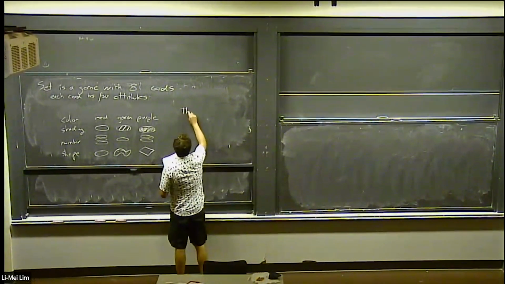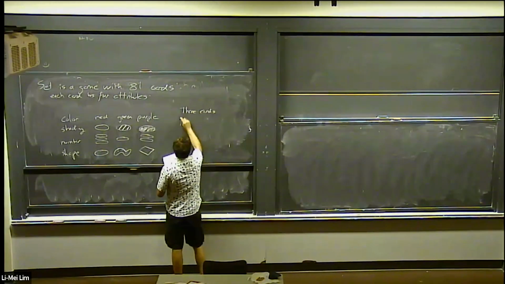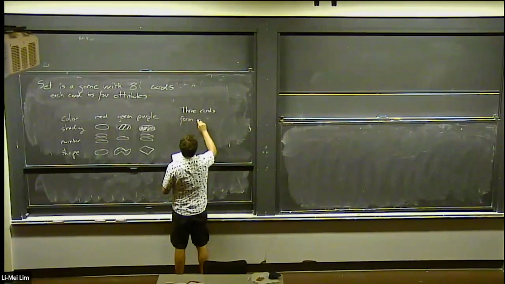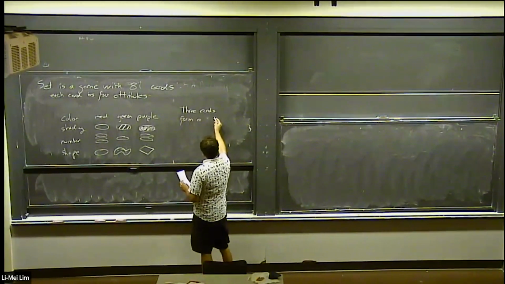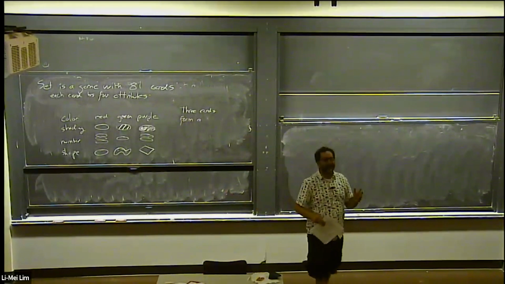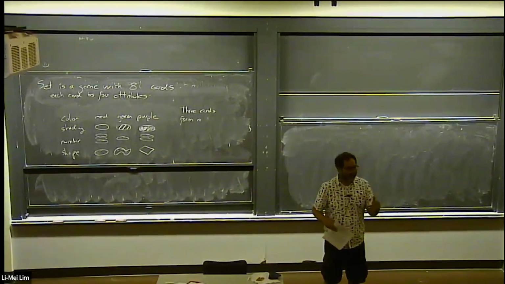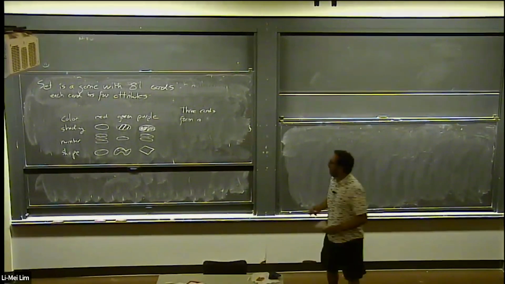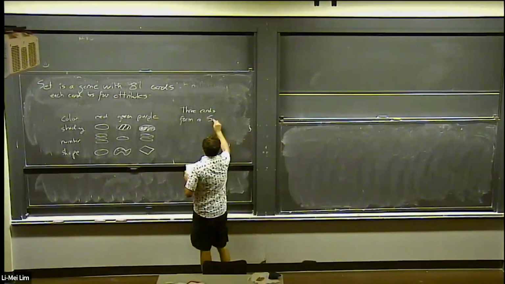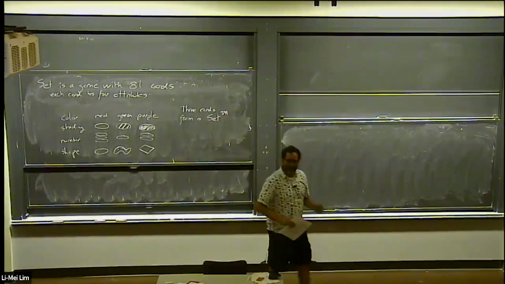So three cards form a set. And now we already have a problem because as mathematicians, the word set means something to us. We're like, well, any three cards form a set, in the sense that we mean it. So let me say three cards form a set in the sense of the trademark of this card game.